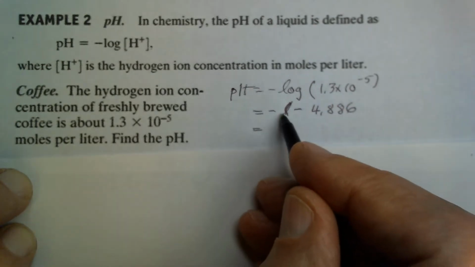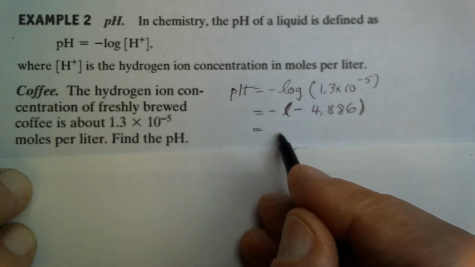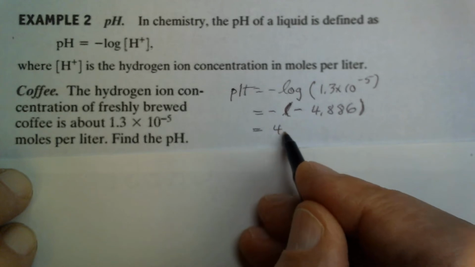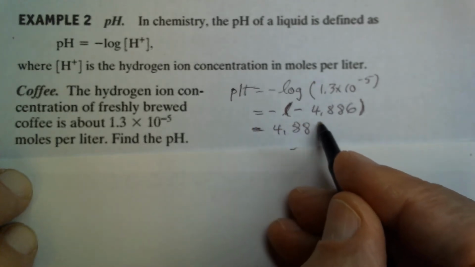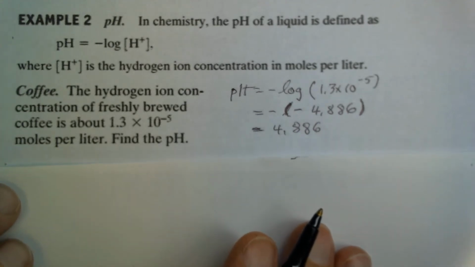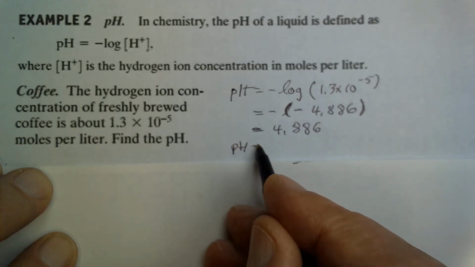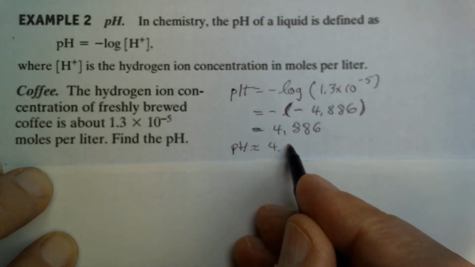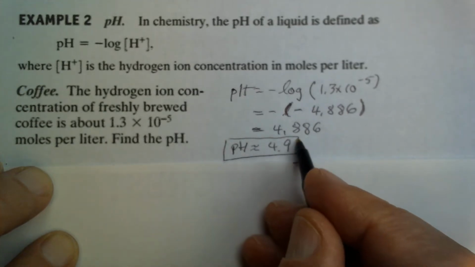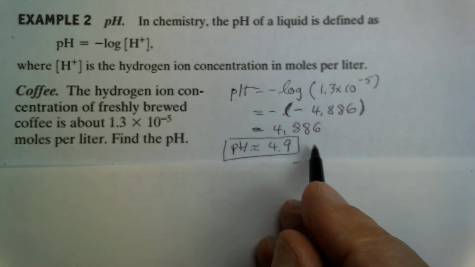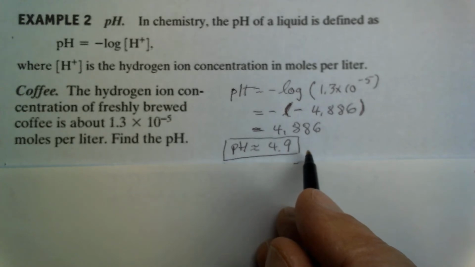So in other words, a minus times a minus, or double minus rather, is a plus. So the pH is approximately equal to 4.886, or we say it's about 4.9. So the pH of freshly brewed coffee is approximately 4.9. This, of course, is not true for every cup of every freshly brewed coffee, because different coffees have different pH levels.